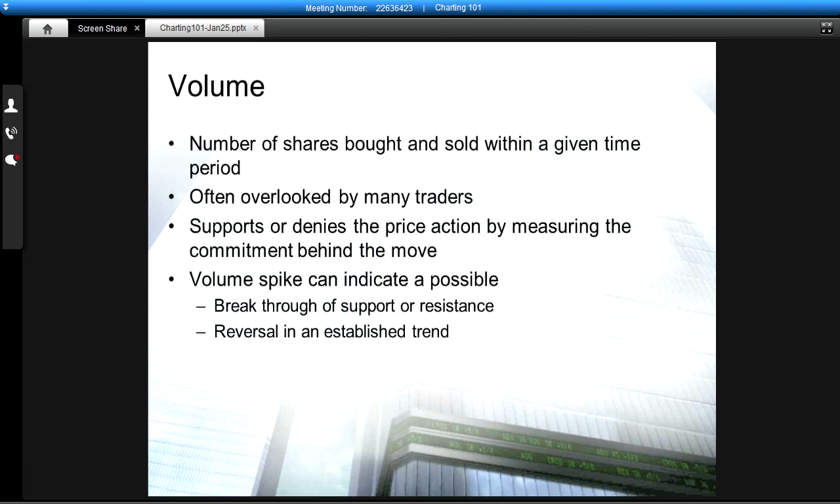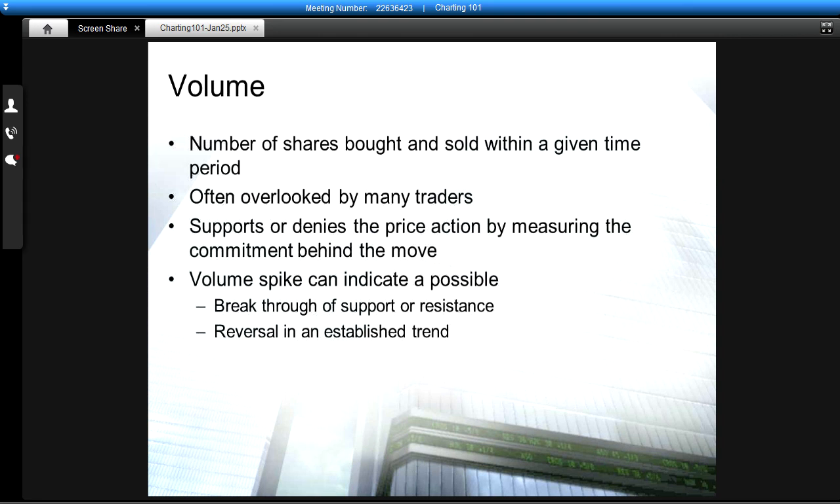So one of the most common and underutilized, I believe, indicators is volume. Really, this just shows the number of shares bought and sold within a given time period. It is often overlooked by traders, especially new traders, because they just don't understand the relationship volume has to price. Volume itself supports or denies the price action by measuring the commitment behind the move.